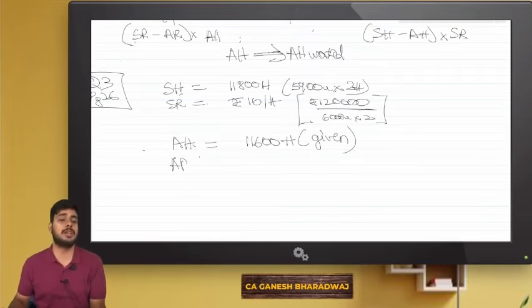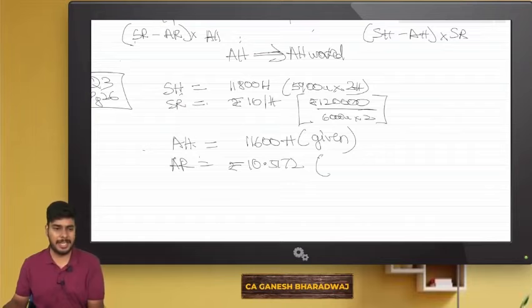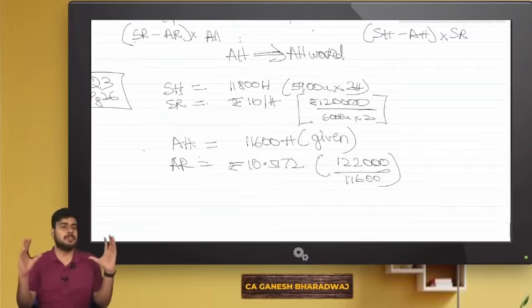Next. Actual rate. What is that? Rupees 10.5172. Please retain the decimals in your calculator. Yes, this is actual rate per hour, obviously. How did you get this? 1,22,000 actual overheads divided by actual hours of 11,600. Correct or not? Yes. Fine. With this, we got these 4 ingredients.